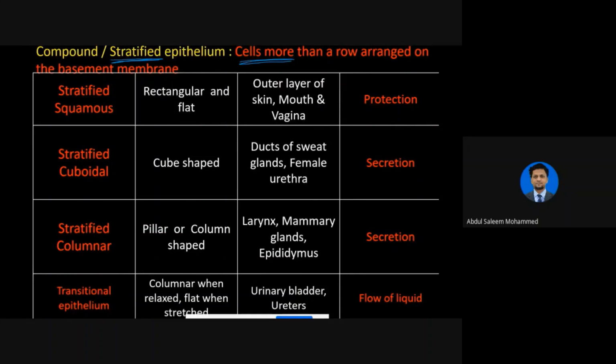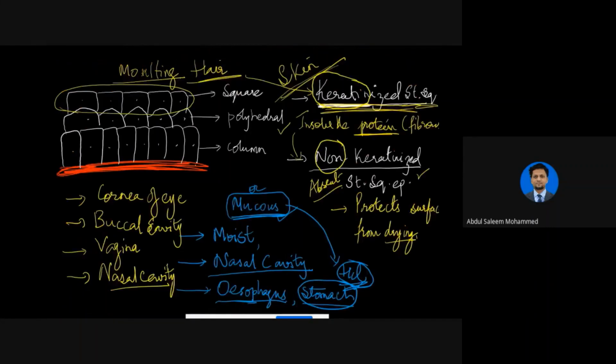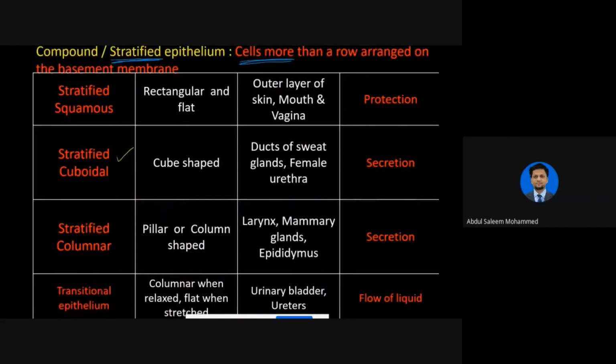Proceeding further without wasting much time, we'll move on to the second one, stratified cuboidal epithelium. What you find is that the basement membrane has cuboidal shaped cells, which are arranged in more than one row. You will come across this in some organs like the ducts of the sweat glands, then the female urethra. So these are the examples.